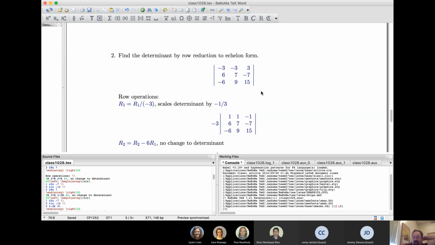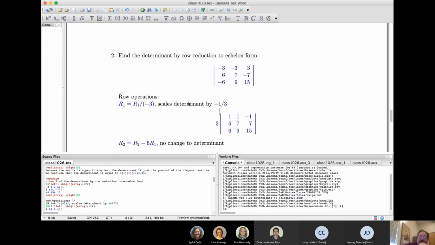Now, I want to explain what I'm doing here. I want the determinant of this matrix. I'm going to get it by taking the determinant of this one, but because I performed this row operation that multiplies the determinant by -1/3, I have to compensate for that out here. Whatever scalar I multiply this row by, I take 1 over that and put it out here. So the determinant of this times -3 will give me the determinant of the original.